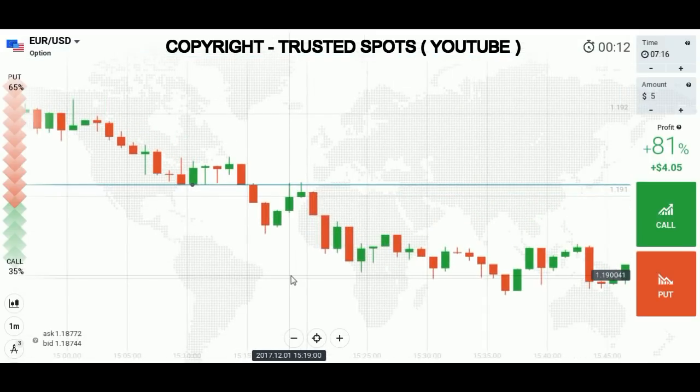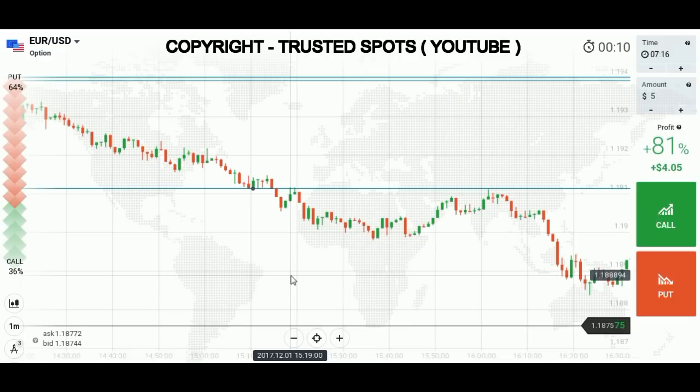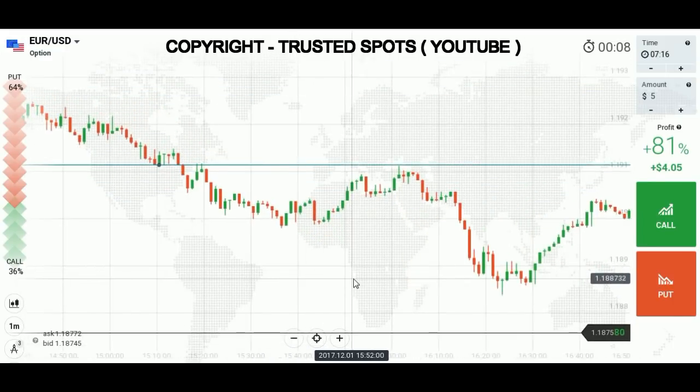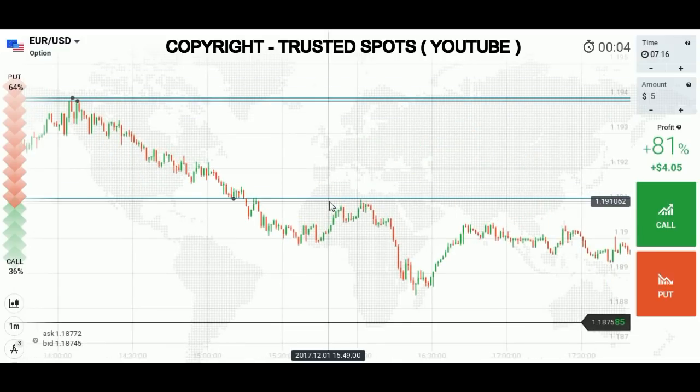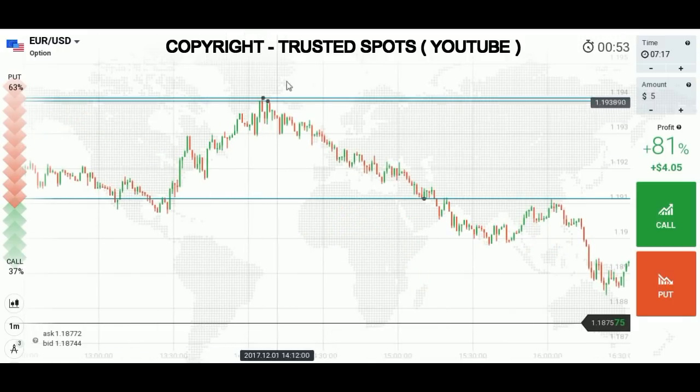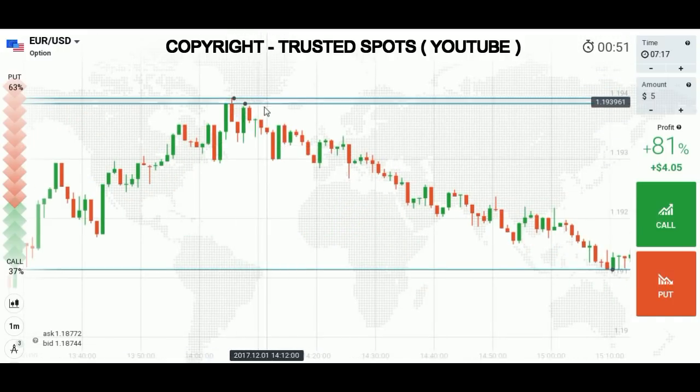Let me give one more example. And one more thing, try not to use the same SNR more than 2 times. If you have an extreme level like this, then you can go for the next time the market hits the same level, and do not use the same level again and again.